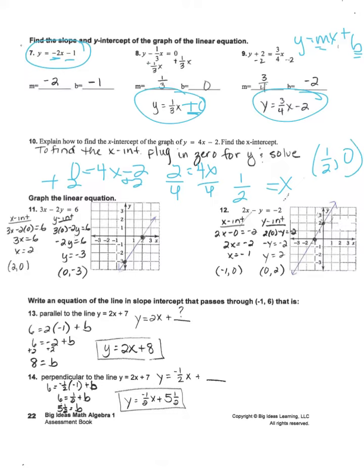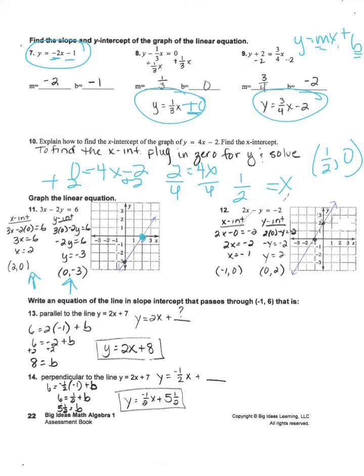To graph the linear equation here, you want to find both your x-intercept and your y-intercept because it's in standard form. To find your x-intercept, you plug in 0 for y, right here. To find your y-intercept, you plug in 0 for x. So you'll notice that your x-intercept is 2, 0, so you put the dot there.